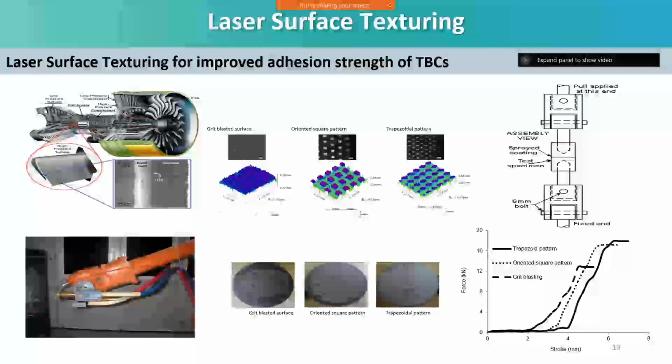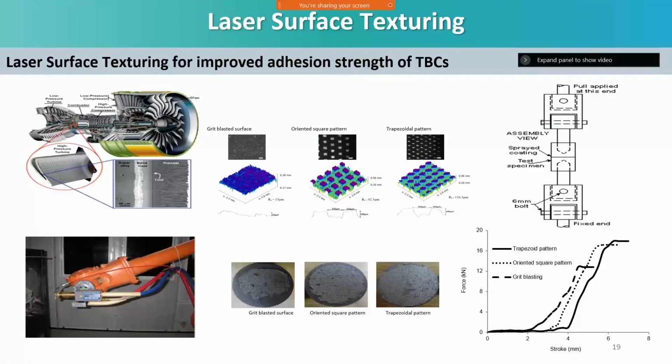And this is one project we have done for the turbine industry, not GTRE, it's for DRDL. Laser surface texturing to improve the adhesion strength. We are doing different forms of laser surface treatment to improve the adhesion strength of the TBCs that are to be coated over that material.